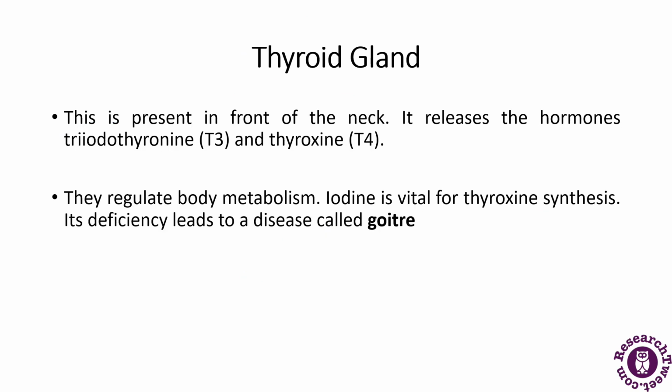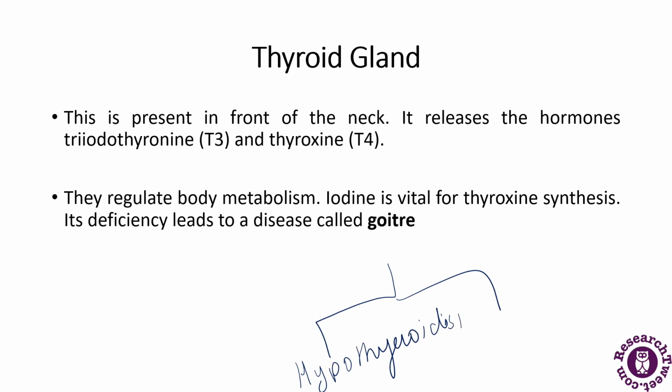Next comes the thyroid gland. So what does this gland do? This gland makes thyroid hormone. It controls your growth and metabolism. So if this gland doesn't make enough of the hormone, or if the hormone is not releasing properly, there may be two conditions. The first is hypothyroidism and the second is hyperthyroidism.